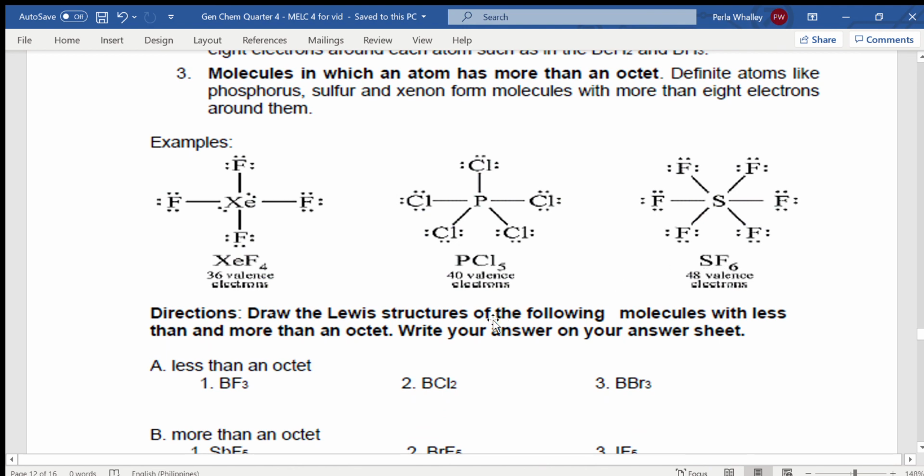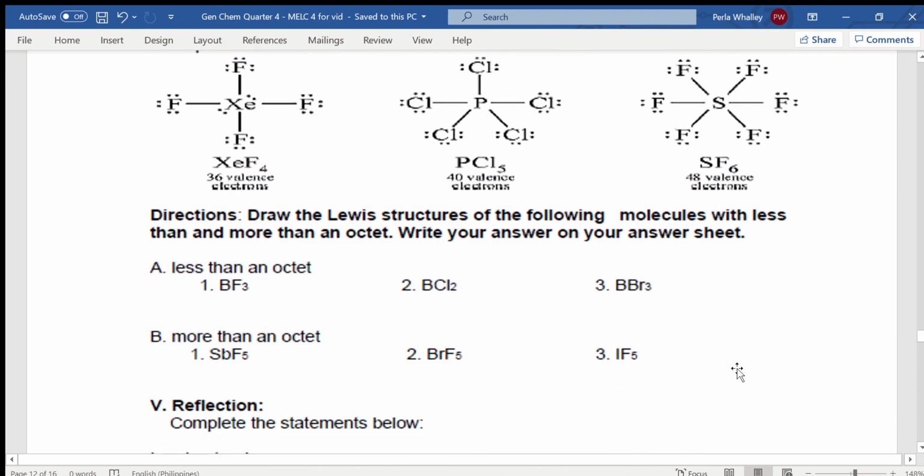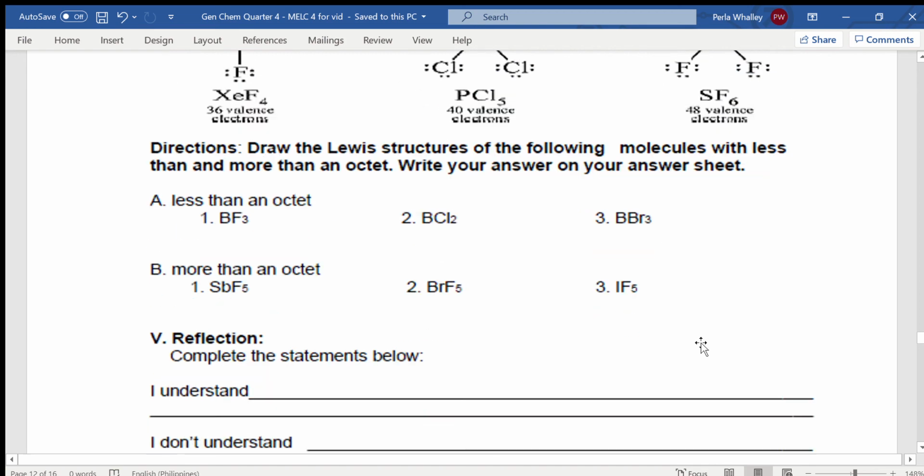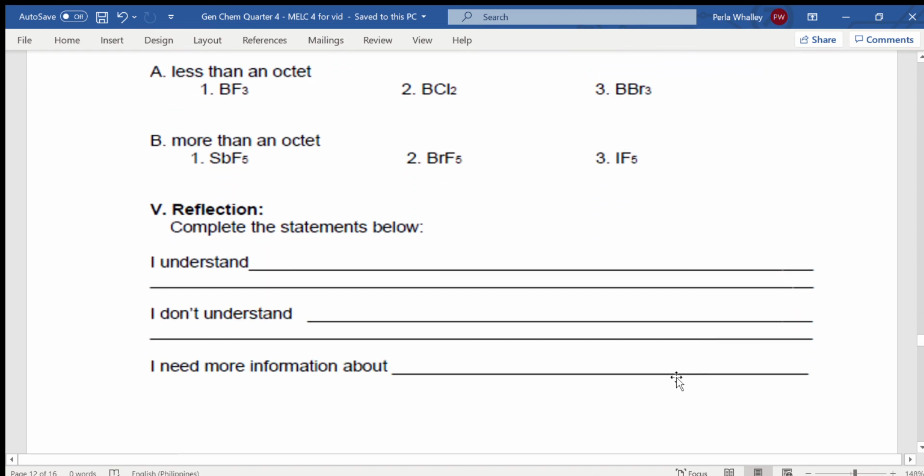Okay, then you have your third task. Directions. Draw the Lewis structures of the following molecules with less than and more than an octet. Write your answer on your answer sheet. Okay? So in this task, just write the structure. There's no need to follow the table. Okay? So the last part here is reflection.